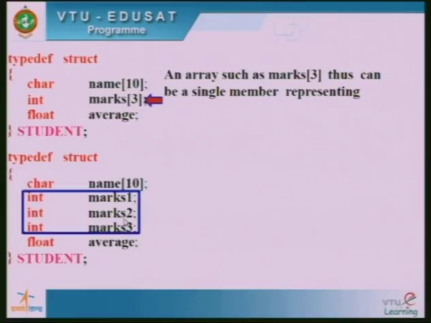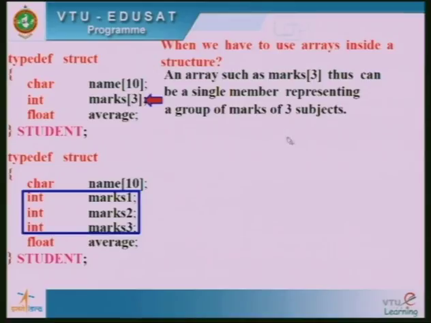3 members are there. So, here you can write only one member. An array such as marks of 3 can be a single member representing a group of 3 subjects, or marks of 3 subjects. So, whenever an array can be a single member representing a group, then we can use an array inside a structure.